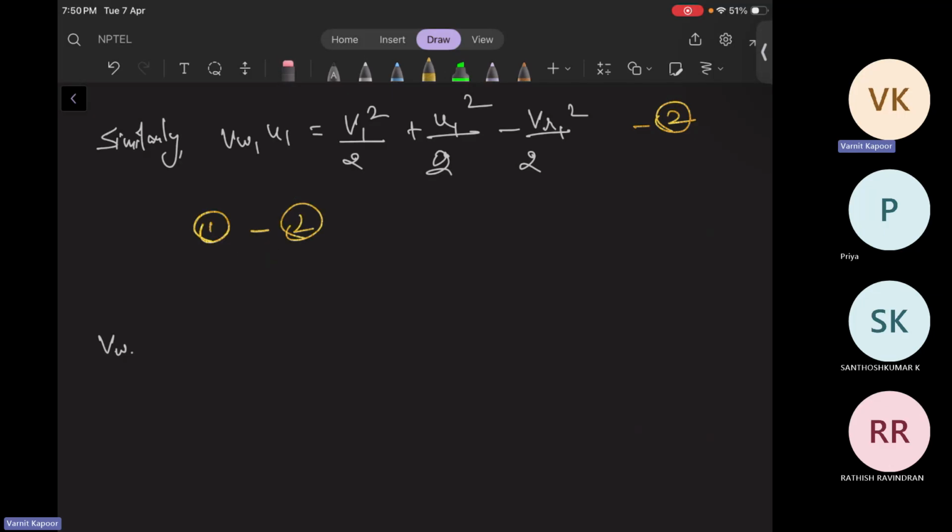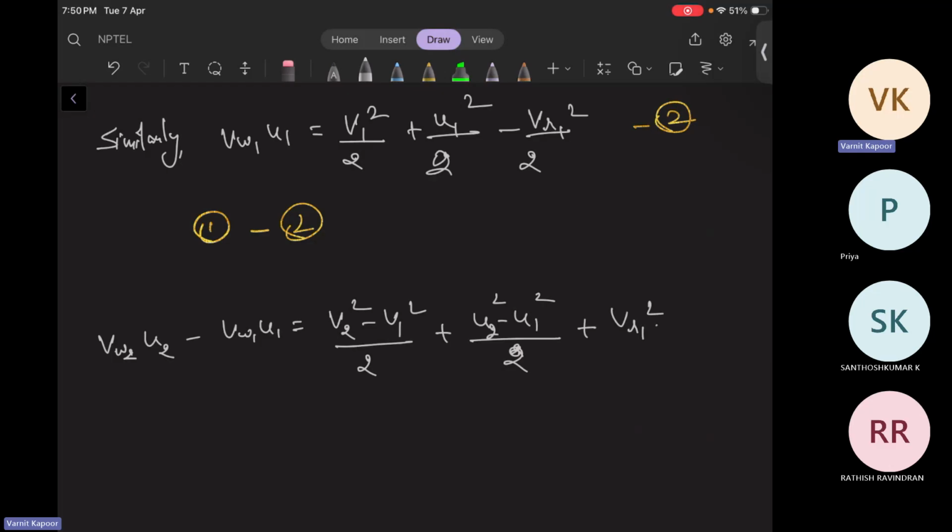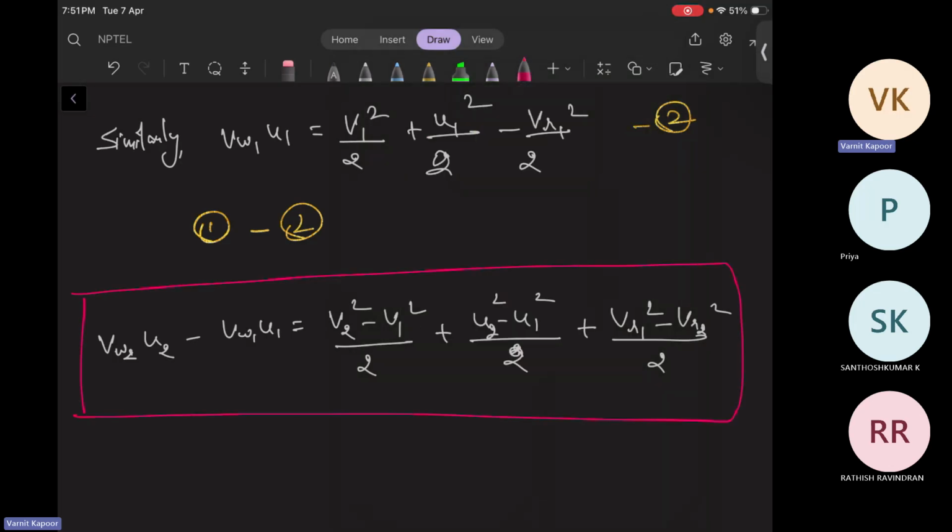1 minus 2, that is V_W2 U2 minus V_W1 U1 is nothing but (V2² minus V1²)/2 plus (U2² minus U1²)/2 plus (V_R1² minus V_R2²)/2. Okay. Now we need to understand the explanation of each term. What is happening here? This is your final term. What does each term on the right hand side represent?